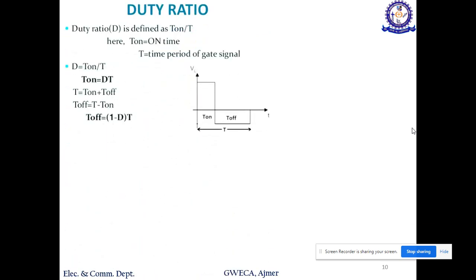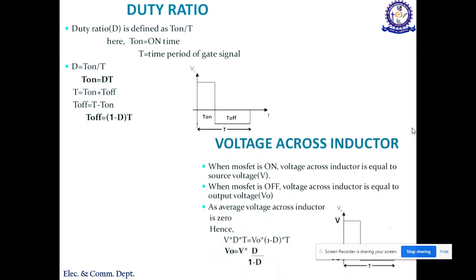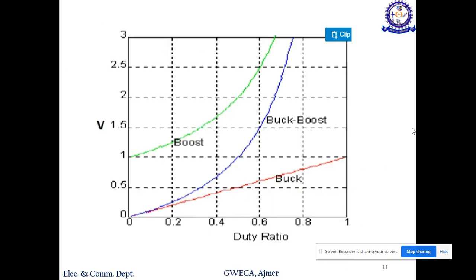So just revise the duty ratio. What was the duty ratio? That we already talked about, T on upon T. Similarly, T off is equal to 1 minus D upon T. Just the previous thing, just a recap. And the voltage ratio V out upon V in is equal to 1 upon 1 minus D. Very easy. Previously we have done this. So this is the duty ratio versus voltage graph.